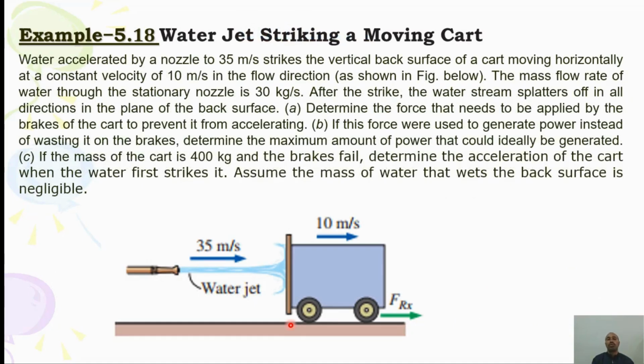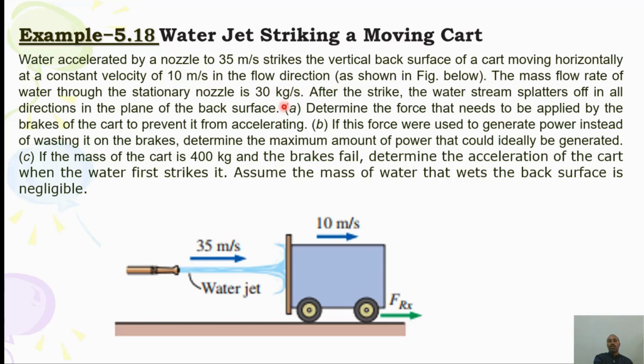Okay, the last example for this topic, which is for fluid dynamics, is water jet striking a moving cart. So when you have a moving cart, then if you apply a jet striking at the back of this cart, what will happen? So water accelerated by a nozzle to 35 meters per second strikes a vertical back surface of a cart moving horizontally at a constant velocity of 10 meters per second in the flow direction as shown in figure.